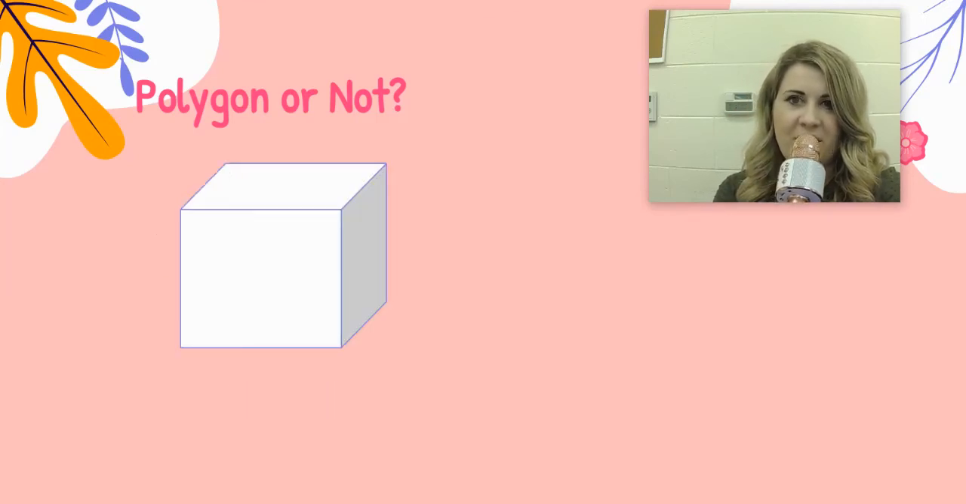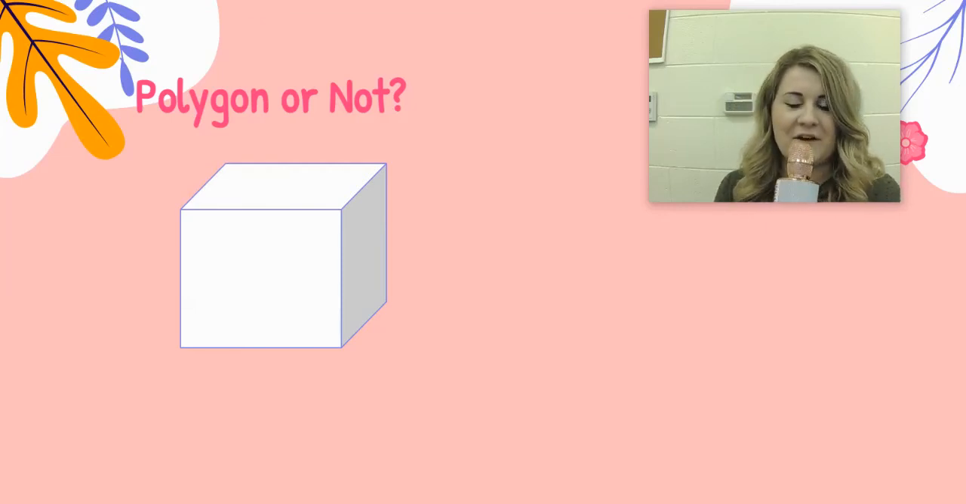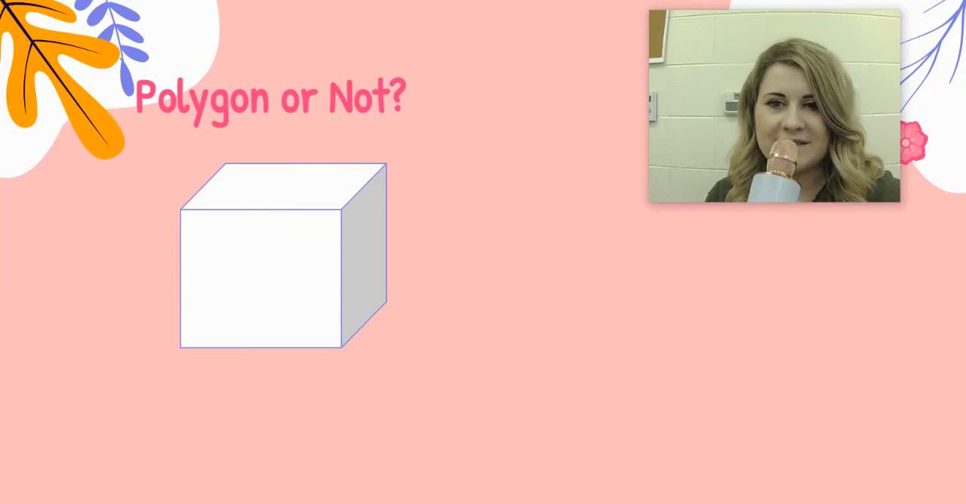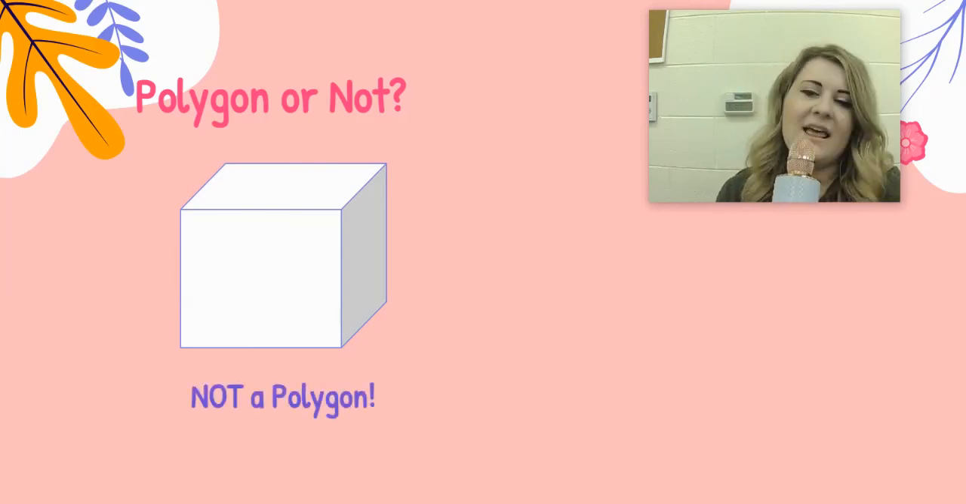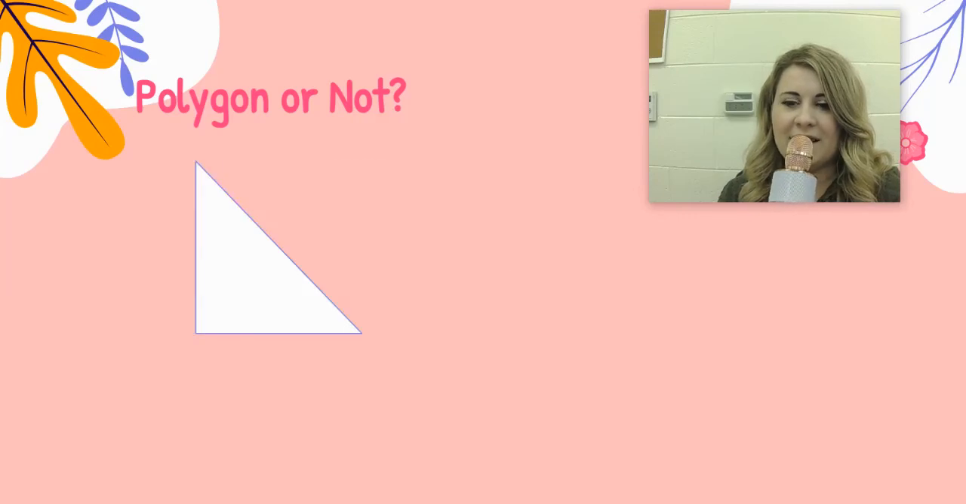All right, what about this one? Ooh, this one's tricky. We are looking for a 2D shape that is flat, that has no curves, that has no openings or gaps. What do you think? Is this a polygon or not? If you said not a polygon, you are correct. That is because this is a 3D shape. If it's 3D, if it has sides, it's not a polygon. Sorry.